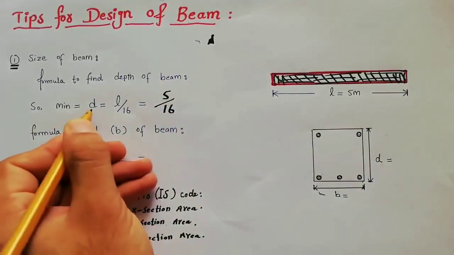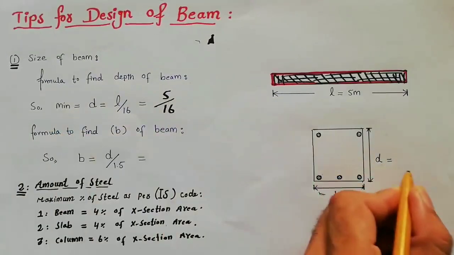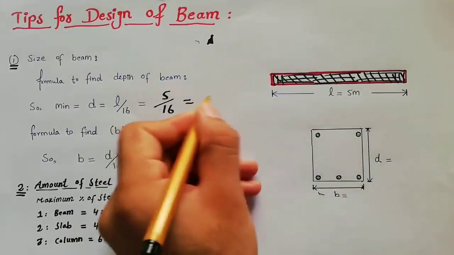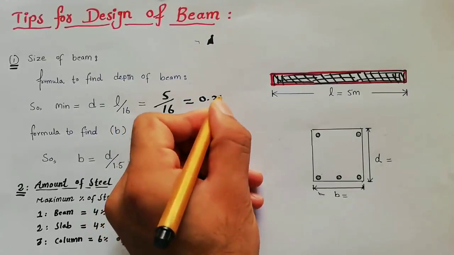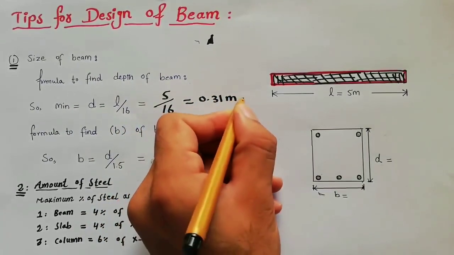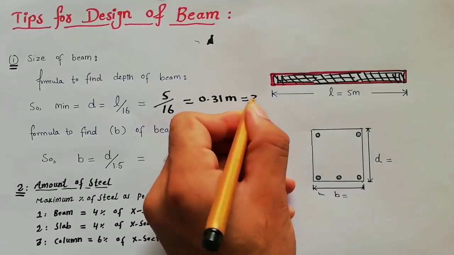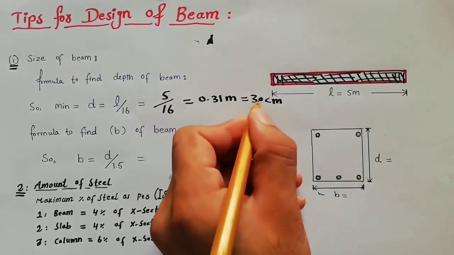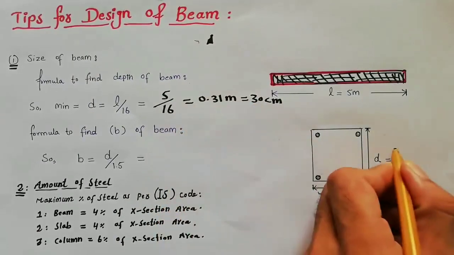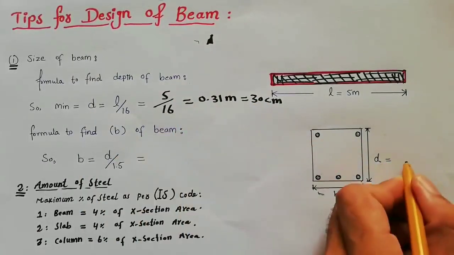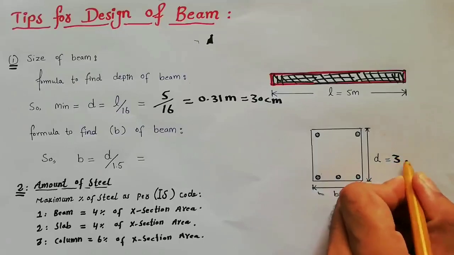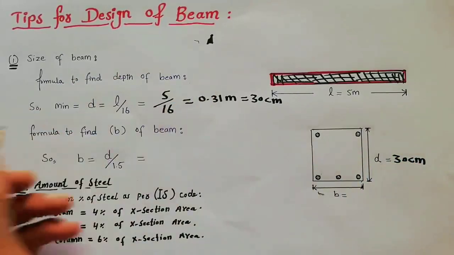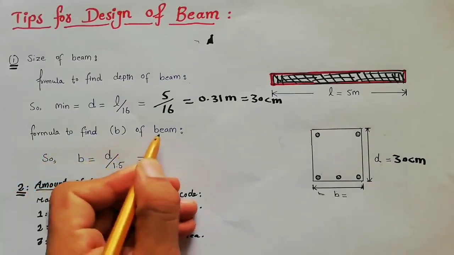So we can get the depth of beam with this formula. Depth of beam is equal, it will give us 0.31 meter. So say 30 centimeter. Okay, 31 centimeter, but say 30 centimeter. So we can get the depth of beam with this formula, which becomes 30 centimeter. Right?